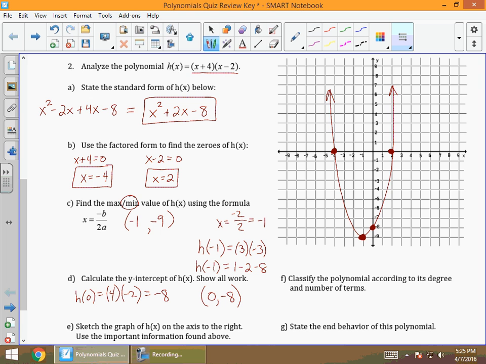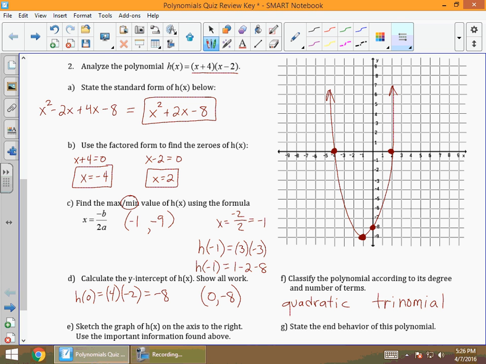Part F says classify the polynomial according to its degree and number of terms. Okay, so its degree is degree 2, which means we call that quadratic. And then I count how many terms. X squared plus 2x minus 8. There are 3 terms there, and something with 3 terms we call a trinomial. So that is a quadratic trinomial.